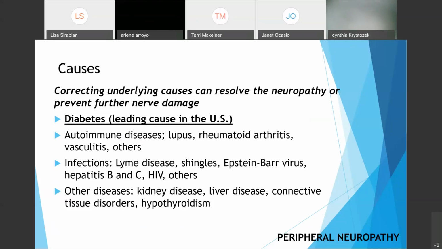So diabetes, of course, is the leading cause in the United States. Other problems include these autoimmune diseases such as lupus and rheumatoid arthritis and so on. Certain infections, Lyme disease, shingles, and others listed there. Other diseases, kidney disease, liver, connective tissue disorders, and hypothyroidism. We see a lot of thyroid issues.